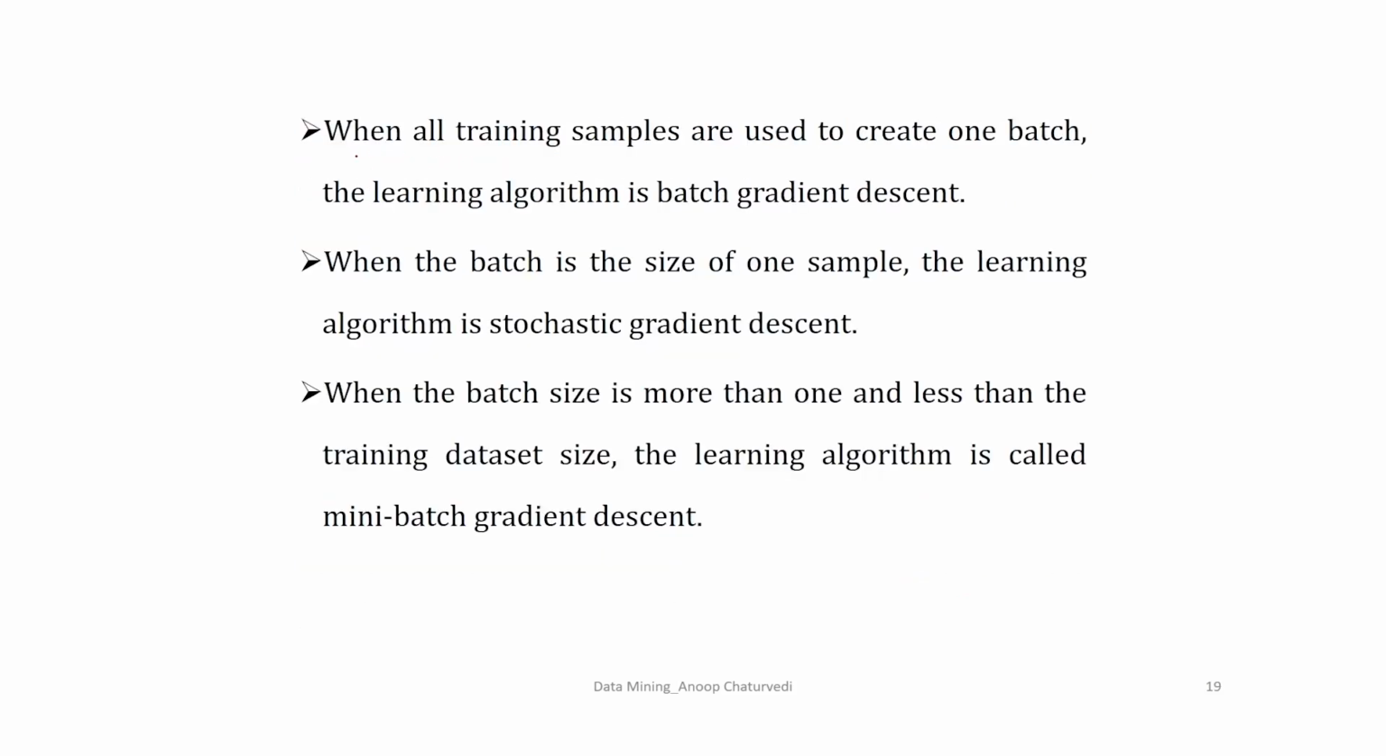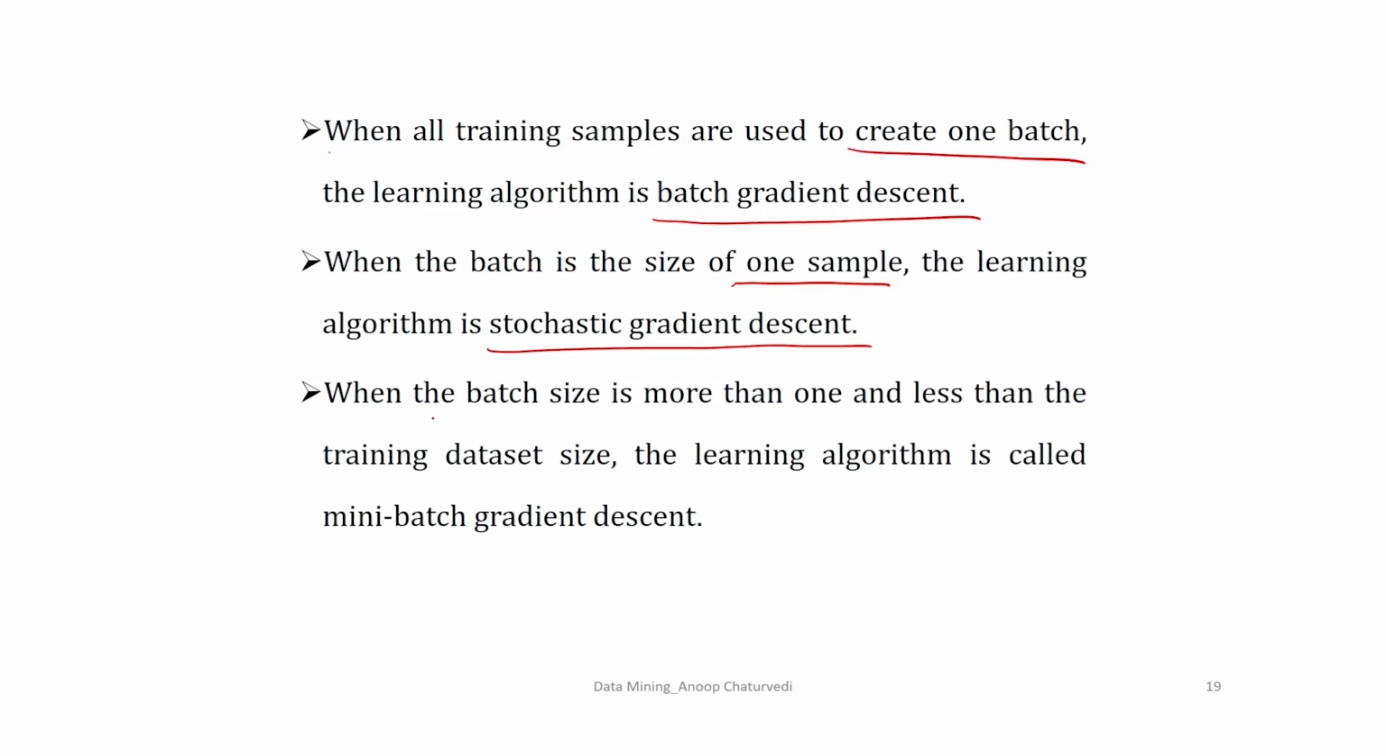Now when all training samples are used to create one batch, so in a particular batch we are using all the training samples, then the learning algorithm is batch gradient descent. And when the batch is the size of one sample, so we form a batch of size 1, then the learning algorithm is stochastic gradient descent.